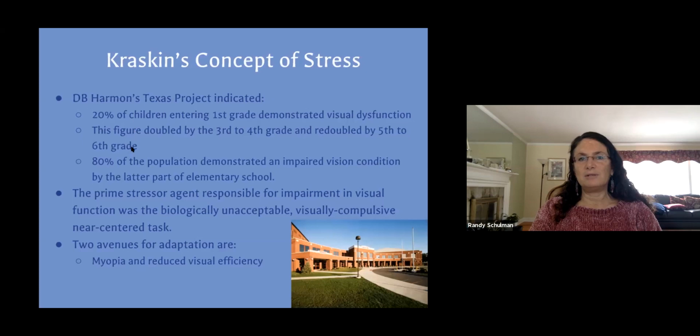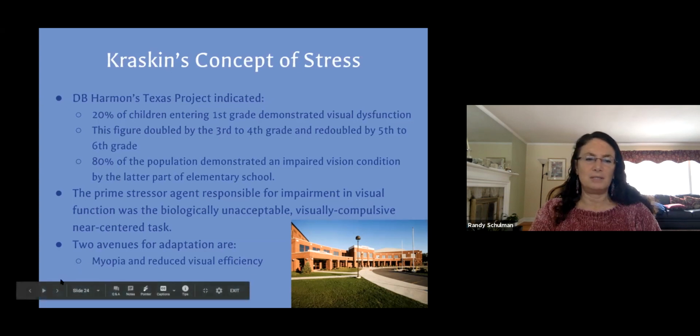And really what that showed is that an ever increasing number of kids had a visual dysfunction. It might have started at, say, 1 in 5 in 1st grade, but by 3rd, 4th grade, and then by 6th grade, it even quadrupled. And really, again, the prime stress agent is just the amount of close work. They have to sit still, not move, stay focused. So either they're going to go myopic, or they're going to have reduced visual efficiency, or they'll just not pay attention.